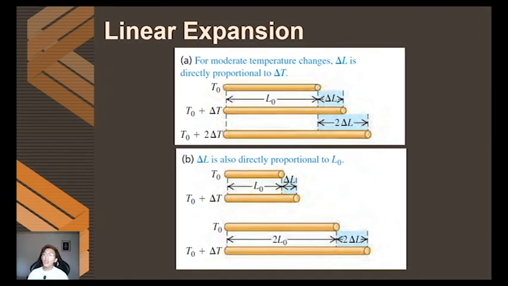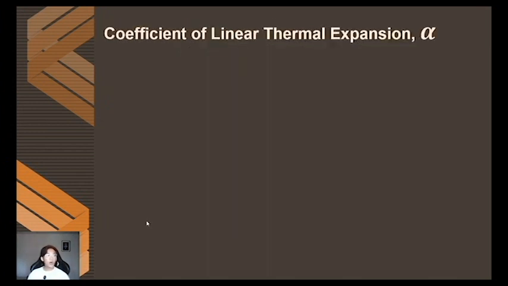Now, there is a third factor that affects the amount of change in length when there is an increase or decrease in temperature, and that is the type of material. So, delta L is also dependent on the type of material. Each type of material has a different proportionality constant, or what we call the coefficient of linear thermal expansion, represented by the Greek letter alpha. This alpha describes the thermal expansion properties of a particular material.